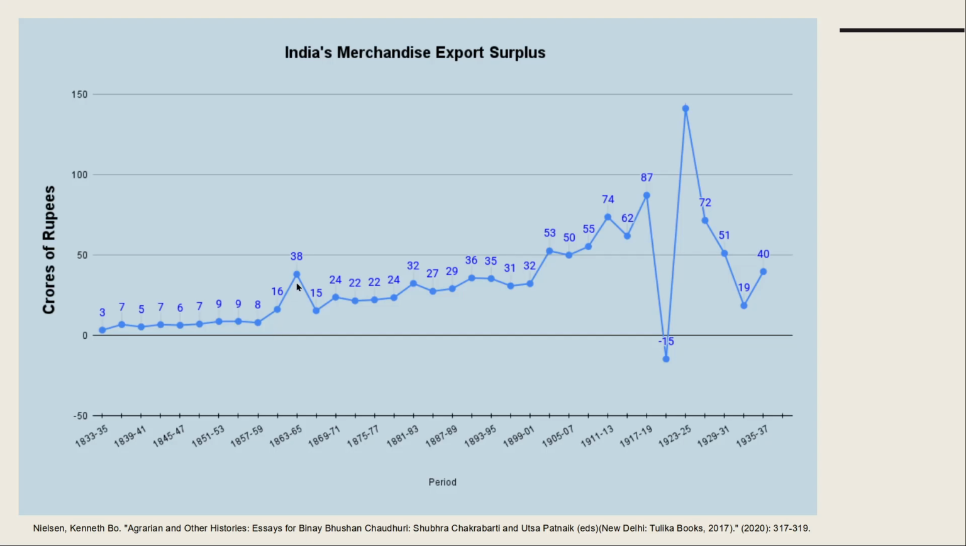So sometimes it kind of shoots up. So 1863-65, this is in crores of rupees. So it's around 38 crores of rupees, and this was right after the American Civil War. So the American South was kind of completely destabilized, and the production, plantations, everything went out of whack. So India became one of the key exporters of cotton. And within a few years it rationalizes, but it always keeps going up.